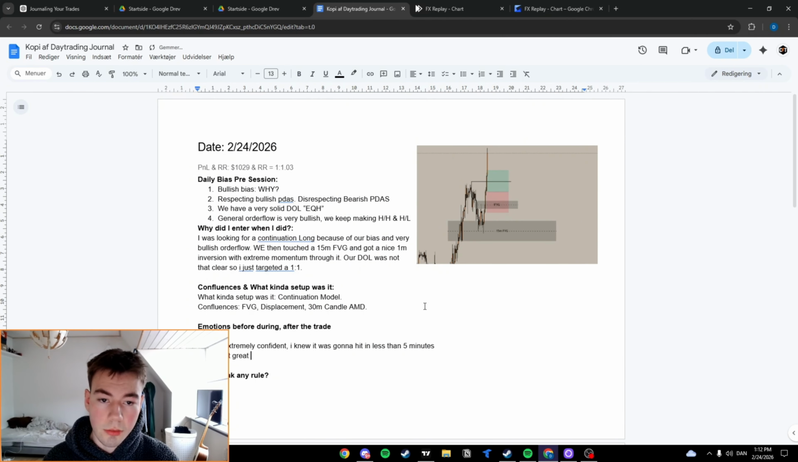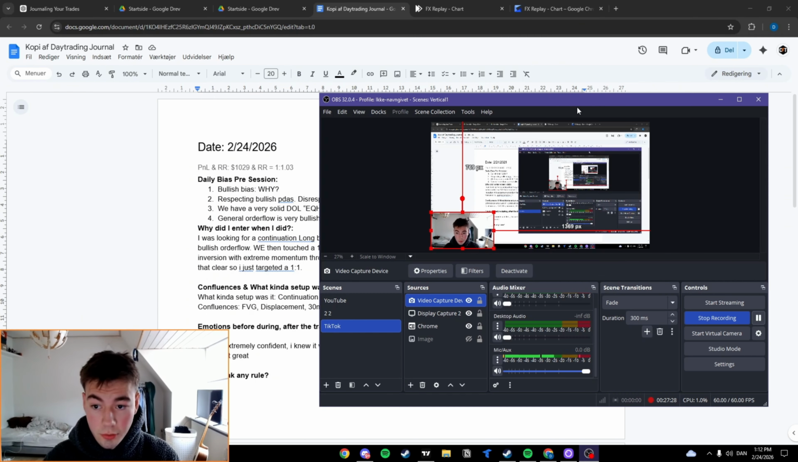So yeah, this is pretty much it. This is my trading journal. I do this every single day when I take a trade. When I don't take a trade, I just note down my emotions.